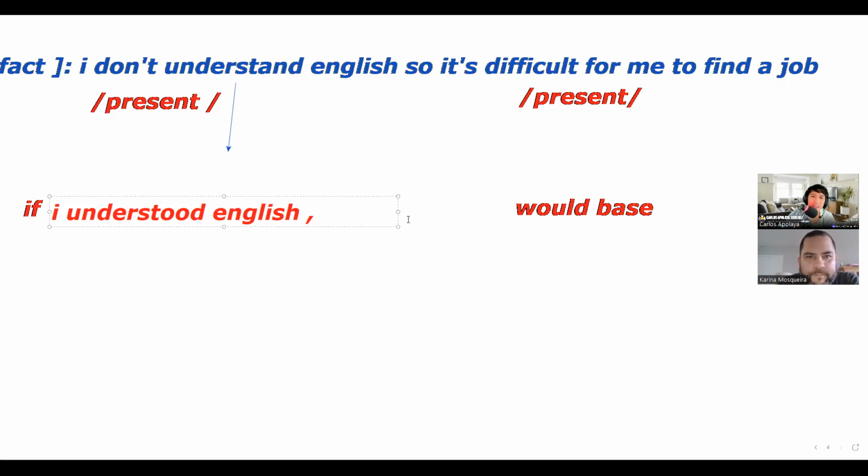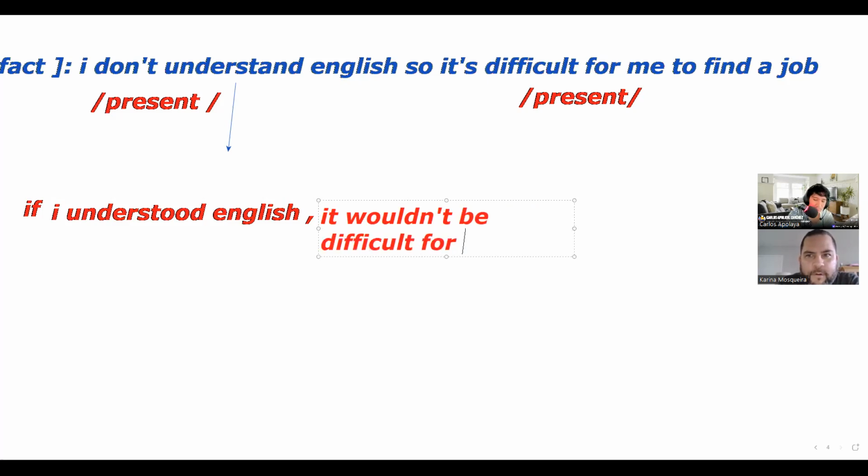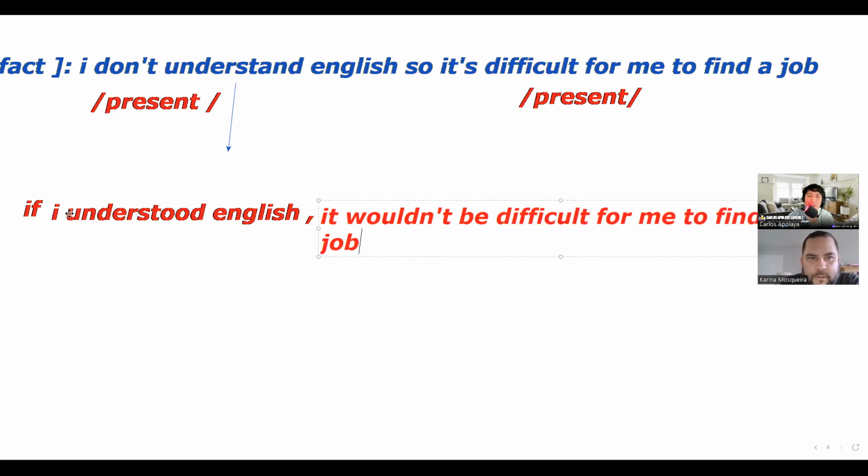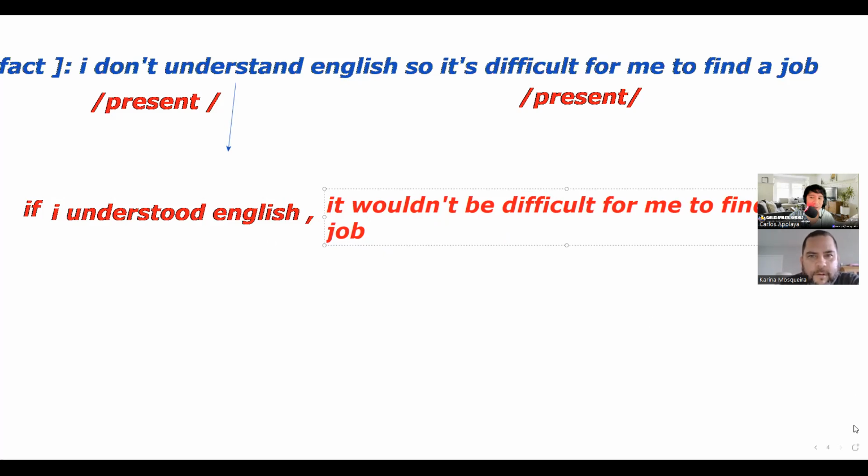Aquí, it's difficult for me. Acá sería con would o wouldn't. It wouldn't be difficult to find a job. ¿Cómo se traduce? Se traduce como si yo entendiese. No vayas a traducir como si yo entendí inglés. No. Cuando le agregamos el if, le cambias. Si yo entendiese inglés, no sería difícil para mí encontrar un trabajo. You get it? A ver, ahora tú, uno solito.